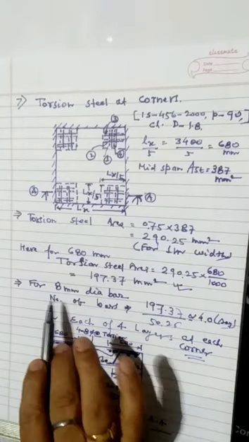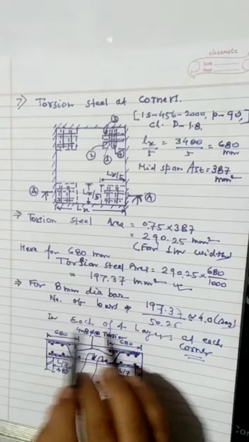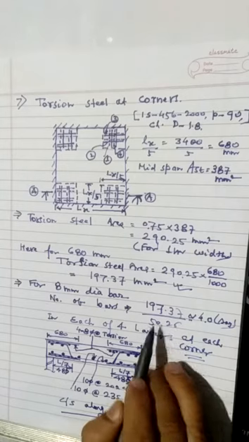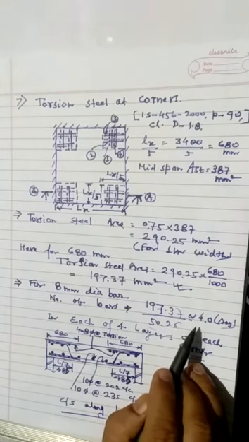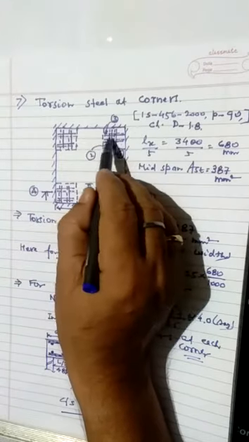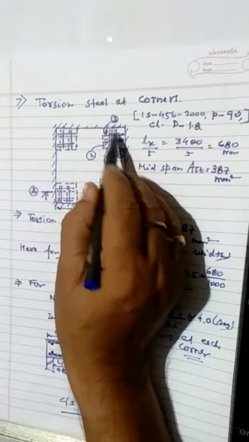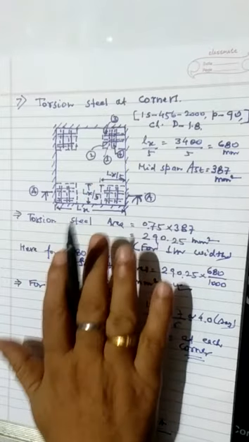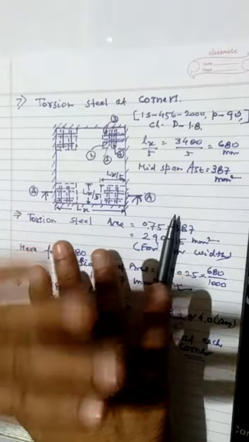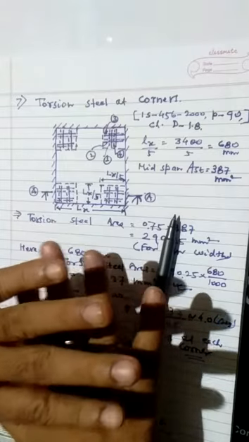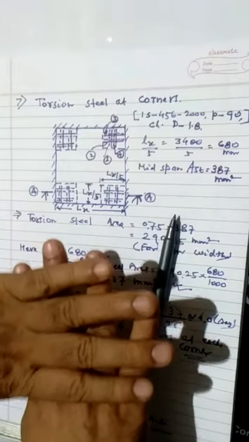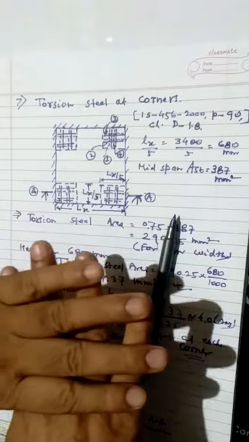Now if we provide 8 millimeter diameter bar for torsion, then the number of bars required will be 197.37 divided by 1 bar area 50.26, so that is around 4 bars. So in case of torsion, we need 4 bars at each corner in each direction, that is 4 bars like this and 4 bars like this. So one layer is 4 bars in x direction, another layer 4 bars in y direction, so all overlap and tied at every junction will form the top steel.